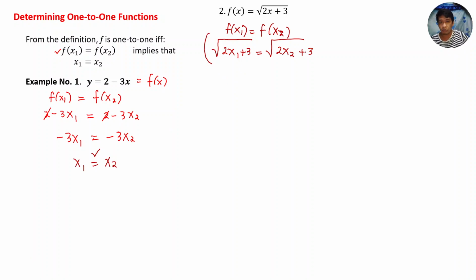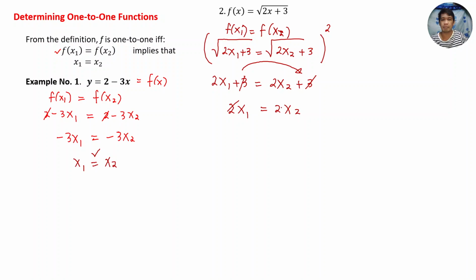So, pag in-square ko to both, this becomes 2x1 plus 3 equals 2x2 plus 3. So, what happens if I am going to transpose that 3 on the right side? That cancels out. And what happens sa natira? This becomes 2x1 is equal to 2x2. Divide both sides by 2. Therefore, proves that x1 is equal to x2. Hence, f of x, which is equal to square root of 2x plus 3, is a one-to-one function.